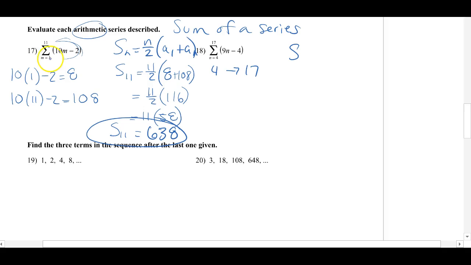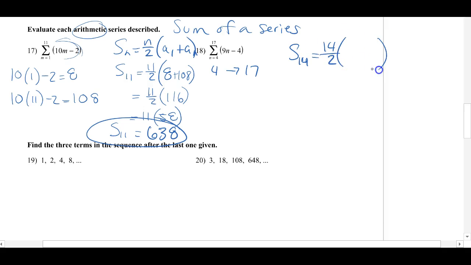How many terms would it take to get from 1 to 11? Well, 10. But we also include the 1. Okay, so here it would take 13, but then we also include the 4. Okay, so 14. So S14 is equal to 14 over 2. That's our n.